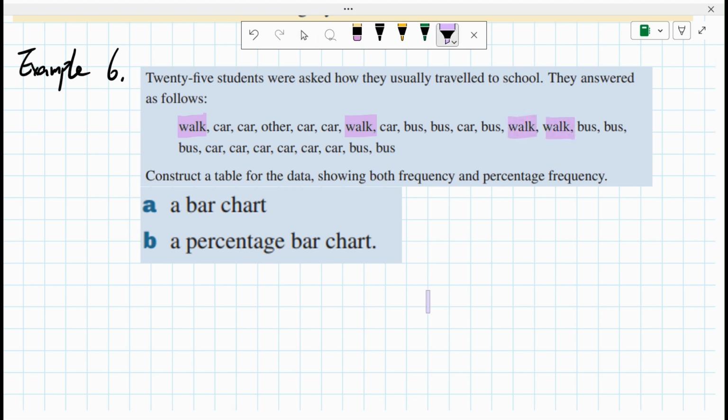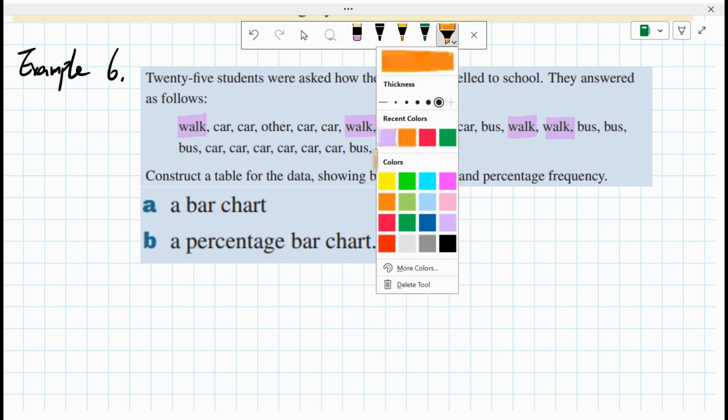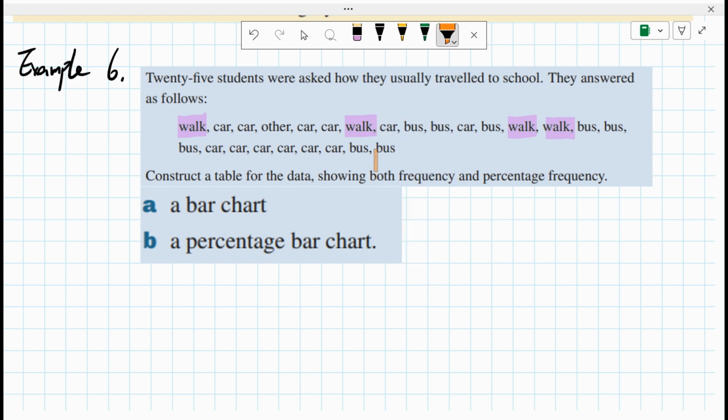And we're gonna start with example 6, where we keep working with frequency tables, and this time we're gonna create a bar chart. So 2 different bar charts: the first one is a normal bar chart with the frequency, and the second one is a percentage bar chart. Okay. And I'm gonna highlight the different categories between walk, car, and bus. So car is in yellow.